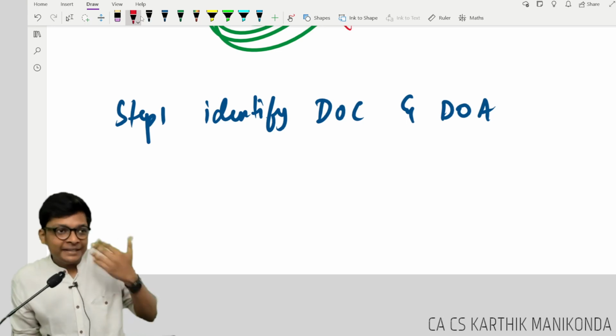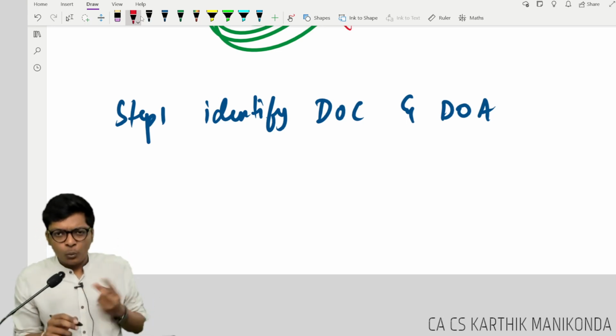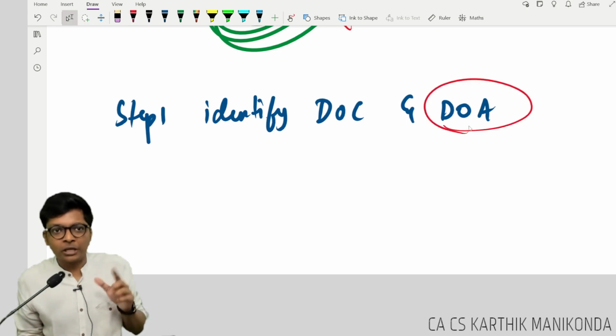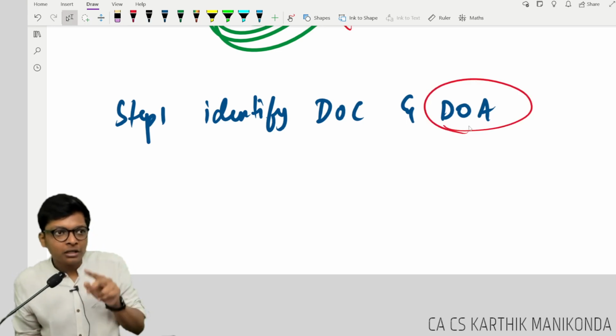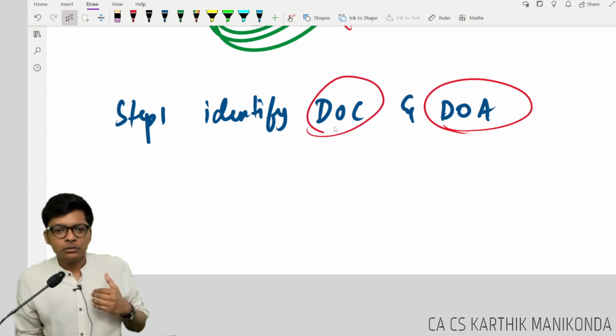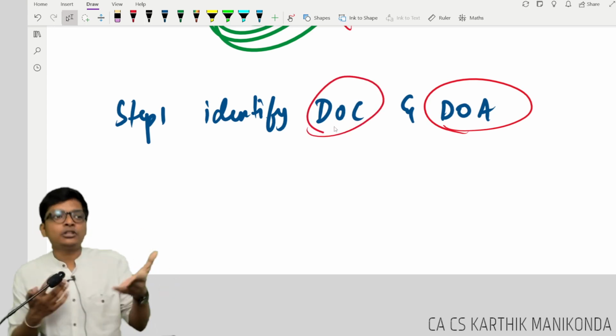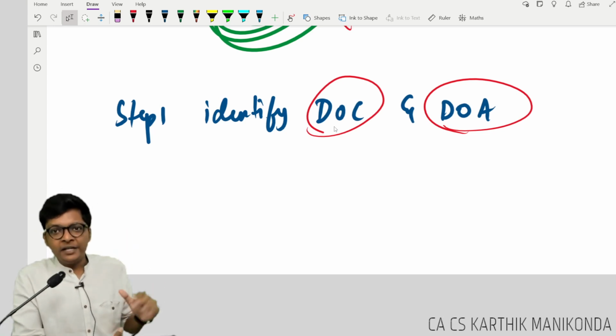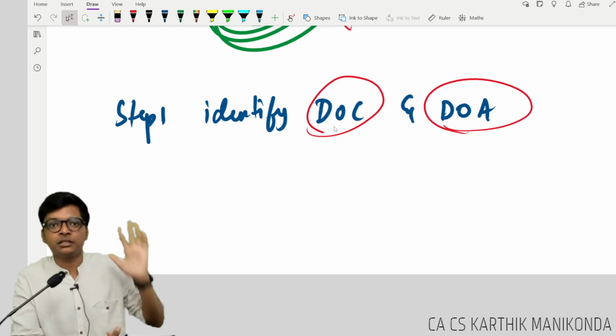Identify date of consolidation and date of acquisition. Why are you doing? Let me teach you logic when you write itself. Why are you finding these two? Date of acquisition is for which? For what purpose? To compute goodwill or capital reserve. Date of consolidation is for which day I am preparing this consolidated financial statements. So this you have to identify when you read the question. This only is first.